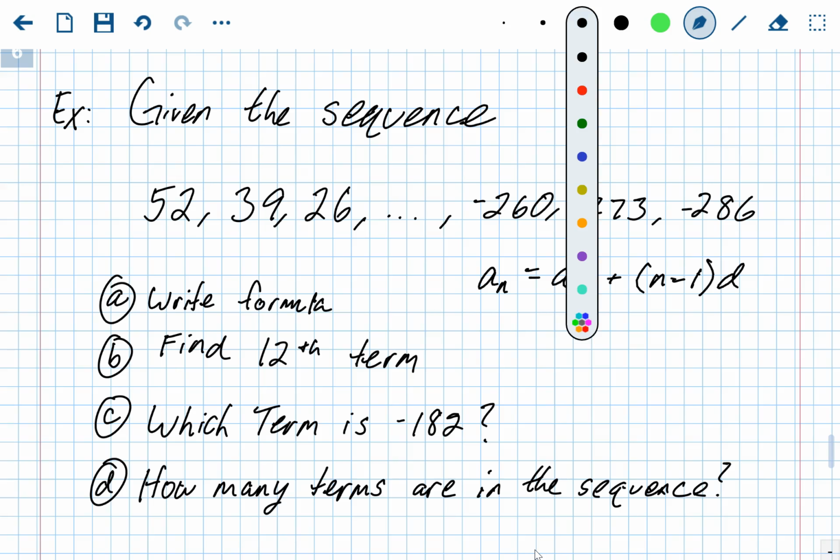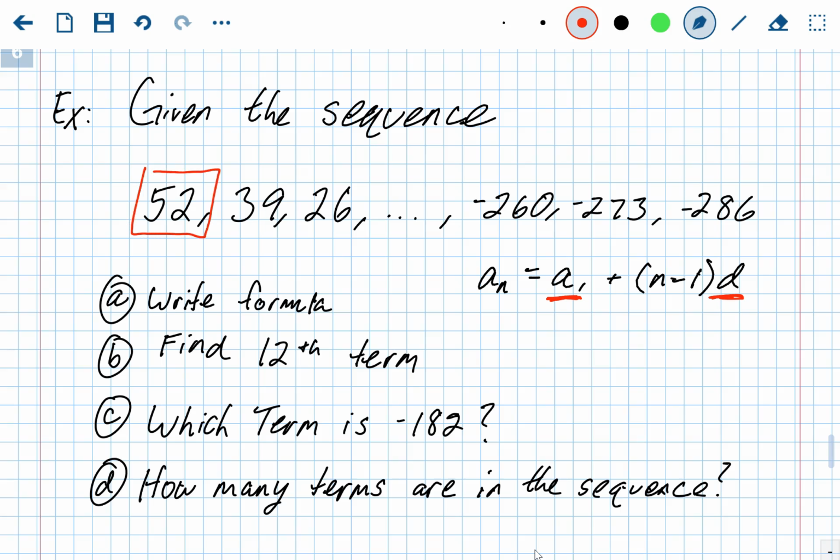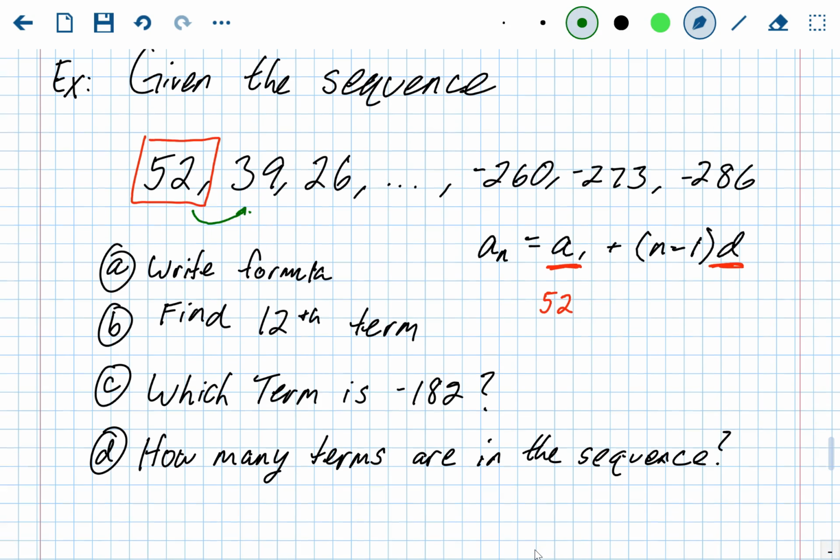The important things we need to be able to write this formula are the first term and the common difference. Both of those are found just by looking at the sequence. The first term is the first one listed, 52. You can plug in 52 for a sub 1. Then you have to figure out the common difference by finding the pattern. How do you go from 52 to 39? How do you go from 39 to 26? Going from 52 to 39 and 39 to 26 is subtracting 13. So our common difference is negative 13, and we put that in the spot where d goes.